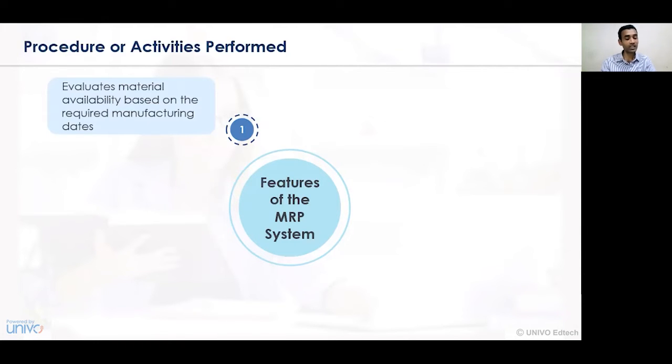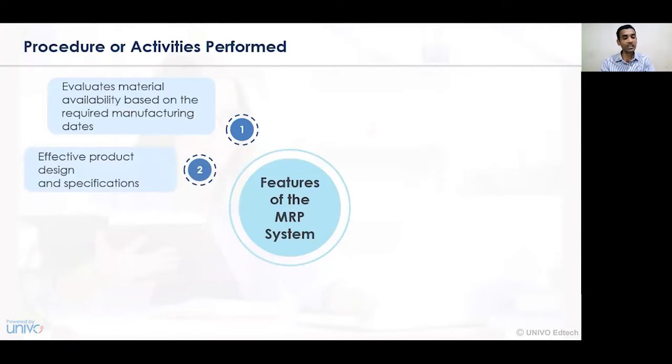So evaluation and assessment of the material that is required, and how we assess the availability of that material based on the required manufacturing dates, is the major feature of Lean MRP. Right material, right availability, at the right time, at the right place is the consideration of Lean MRP.